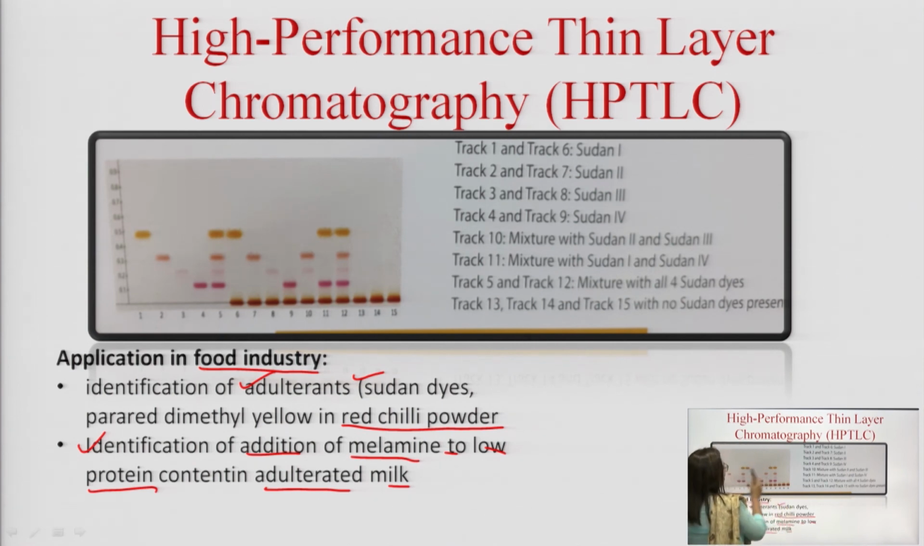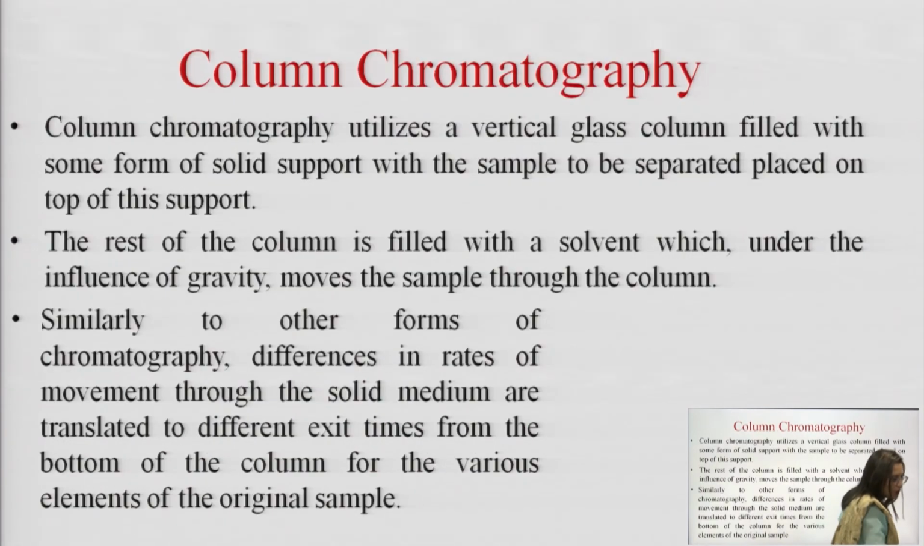You can see here that the track 6 shows the presence of Sudan 1, Sudan 2, then we have Sudan 3, 4, and all these are adulterants, and once the test samples were applied, all the adulterants were easily identified, and this is what is called the fingerprinting technique with which we can identify.